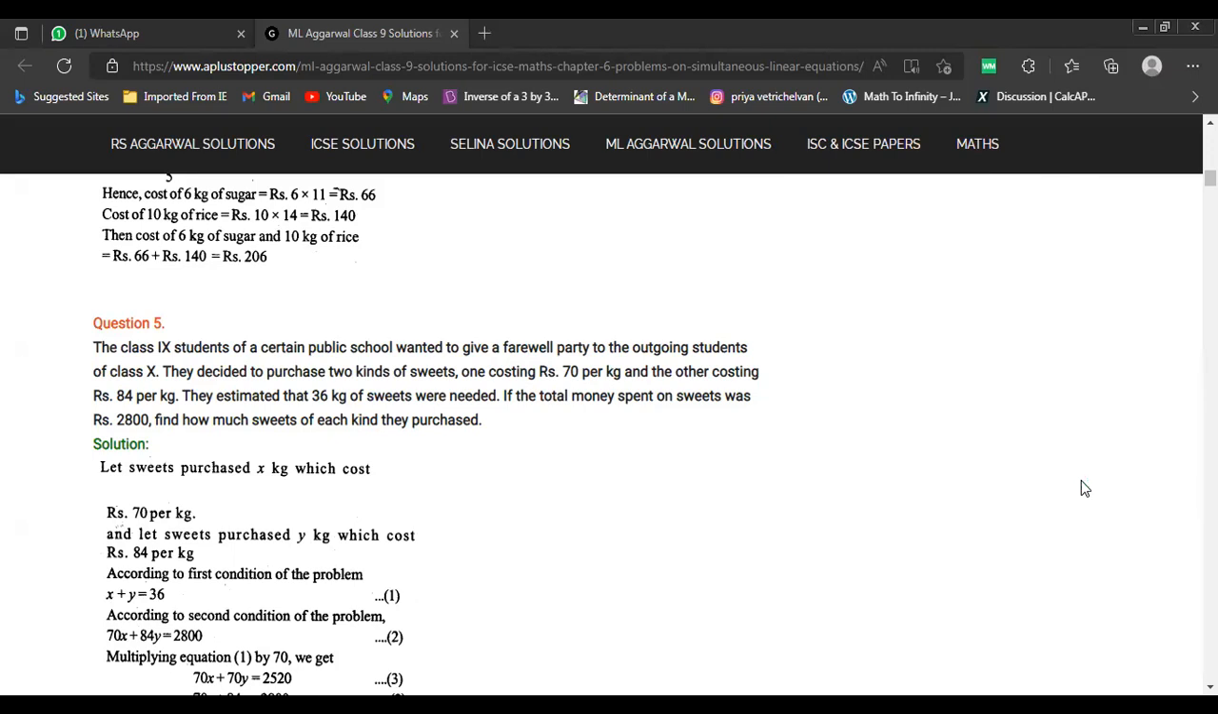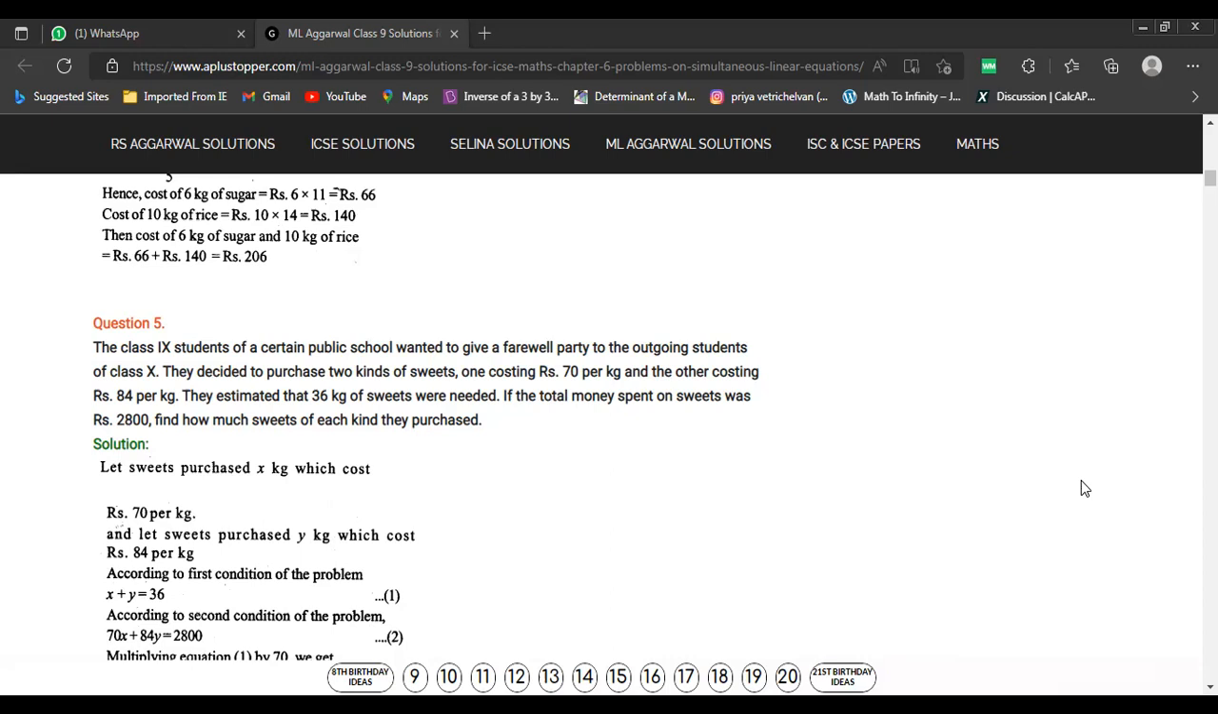Please look at question number 5 from the simultaneous equations. The class 9 students of a certain public school wanted to give a farewell party to the outgoing students of class 10. They decided to purchase two kinds of sweets, one costing rupees 70 per kg and the other costing rupees 84 per kg. They estimated that 36 kilograms of sweets were needed. If the total money spent on sweets was rupees 2,800, find how much sweets of each kind they purchased.